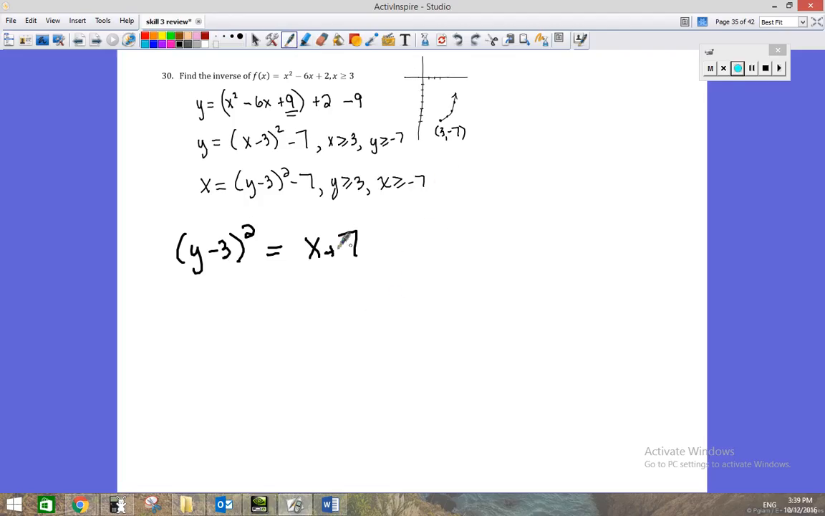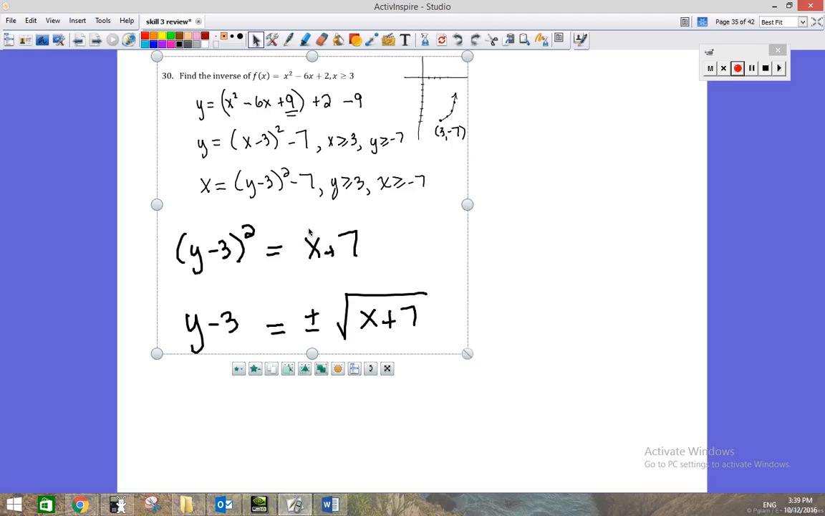So if I take the square root of each side, on the left-hand side, when you take the square root of a perfect square, you just get the base. And since I took the square root of a variable, I need to introduce plus or minus here and take the square root of this quantity, x plus 7. So to get y by itself, I add 3 to both sides of the equation.